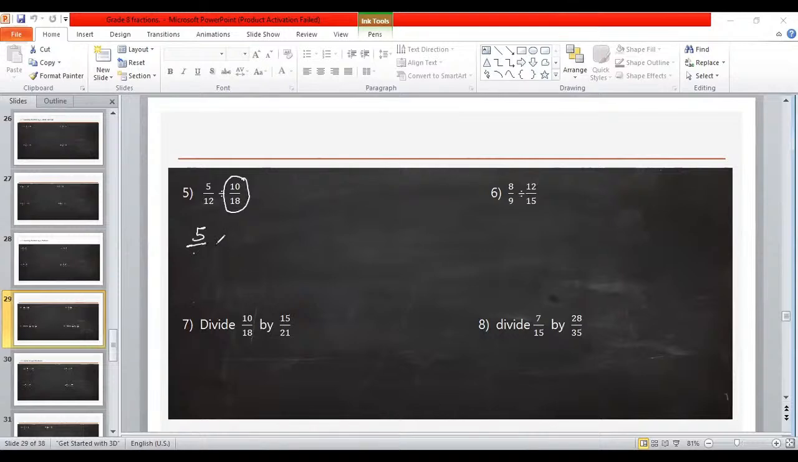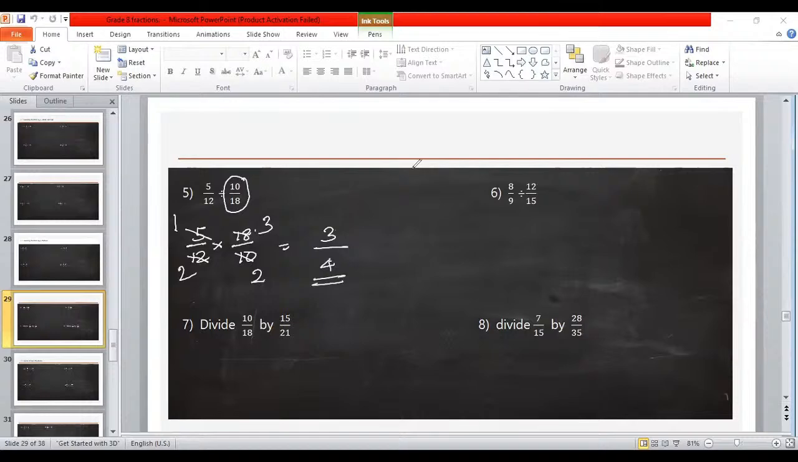5 over 12 into 18 over 10. Upside down, change this one. So how many 6s here? Divisible over the line and below the line by 6. 2. How many 6s here? 3. How many 5s here? 1. How many 5s here? 2. 1 times 3, 3. 2 times 2, 4. 3 over 4 here.